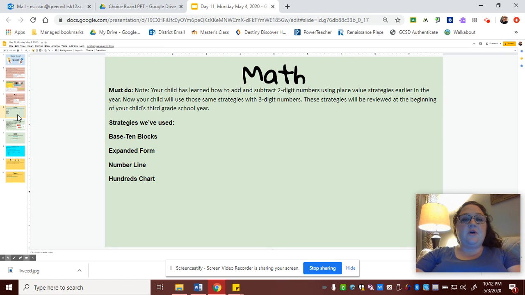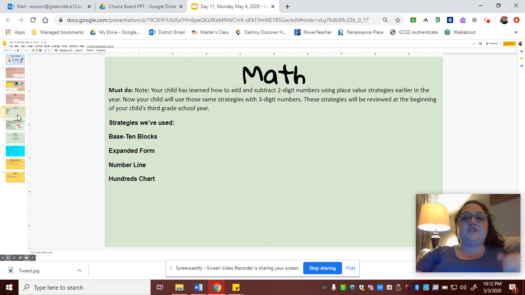So it just says, note that your child has learned many ways to add and subtract numbers using place value strategies earlier in the year. Remember, we added and subtracted, but our answer never went bigger than 100. Now your child will use the same strategies, but we're going to add and subtract within 1,000.